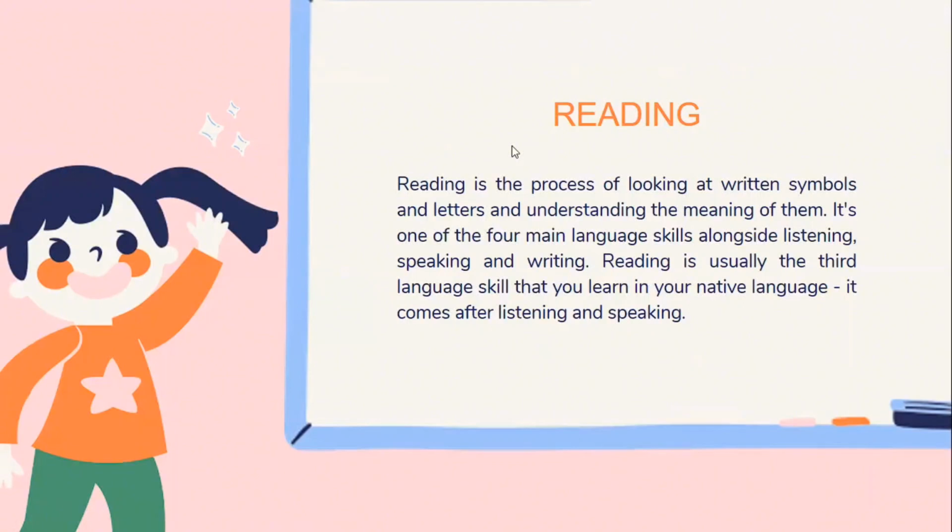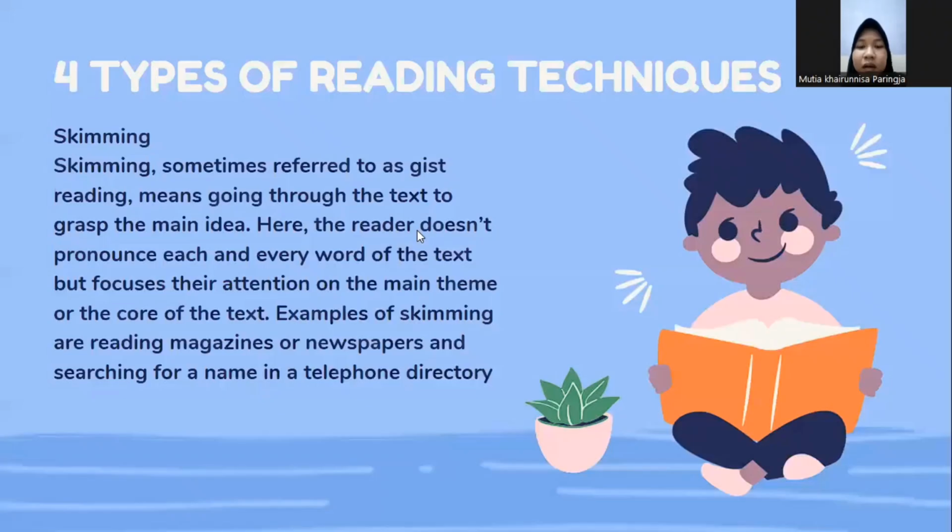Okay, thank you. The first is the definition of reading. Reading is the process of looking at written symbols and letters and understanding the meaning of them. It's one of the four main language skills alongside listening, speaking, and writing. Reading is usually the third language skill that you learn in your native language. It comes after listening and speaking. Next slide, please. Okay, back to the moderator.